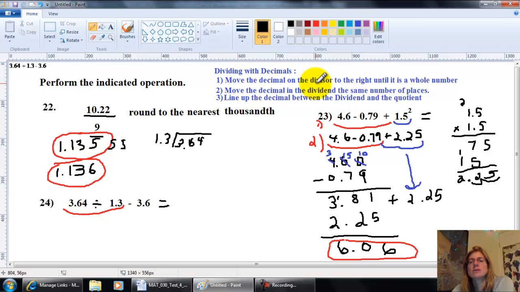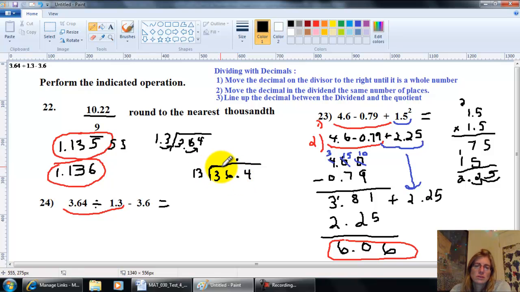So move the decimal on the divisor to the right until it is a whole number. So we move it over to make it 13. And then we move the decimal in the dividend the same number of places. You only move it once because you have to move it the same number of places. So that gives us our new problem of 13, the whole number 13, divided into 36.4, because we moved that decimal 1 place to the right. So now, last step, line up the decimal between the dividend and the quotient. We just go ahead and line that up, and then we divide.